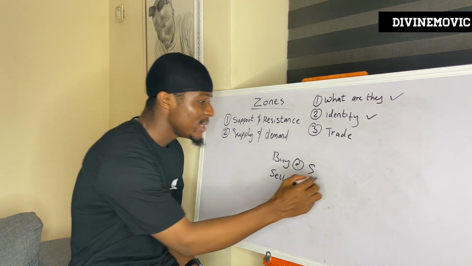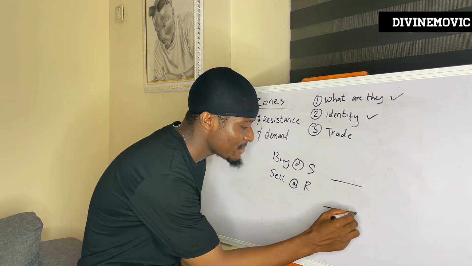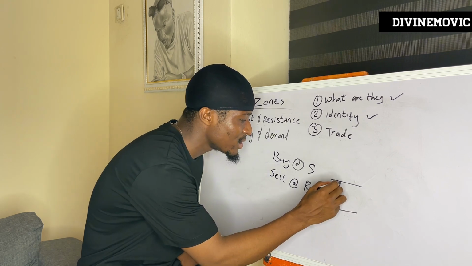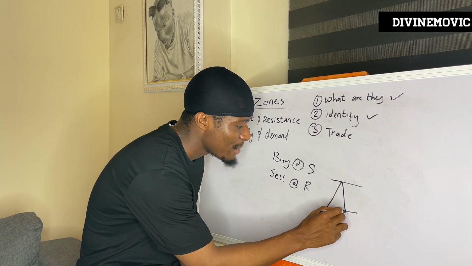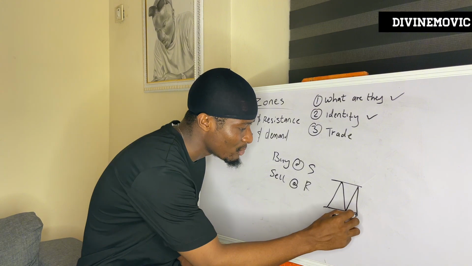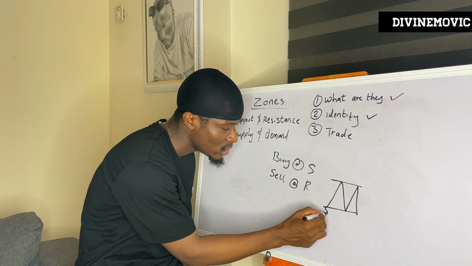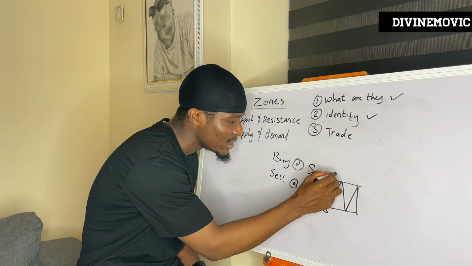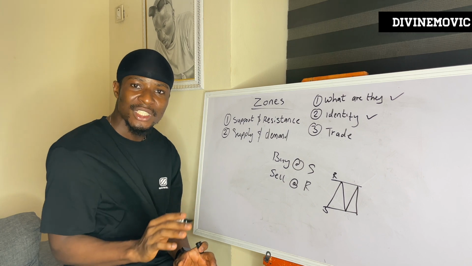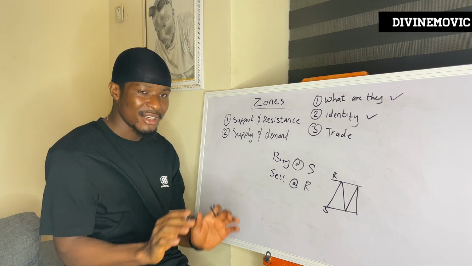For instance, if here's my resistance, here's my support. You want to always buy from this point and sell from this point. Buy from this point and sell from this point. So you are always buying from support and selling from the resistance. That is how to trade support and resistance.